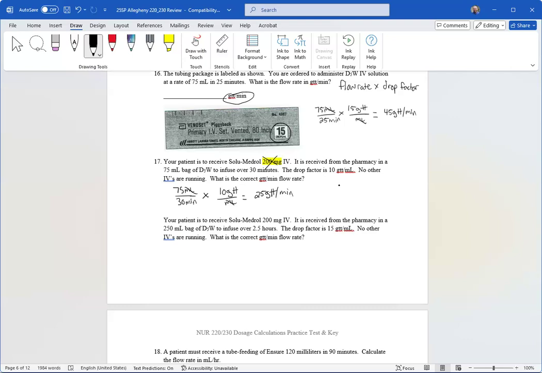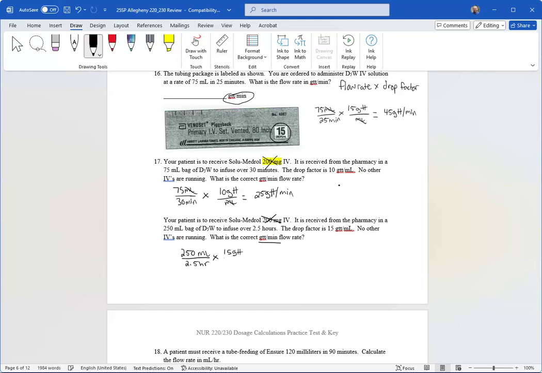And I would do the same thing here. I would ignore the 200 milligrams, but this time it tells me a 250 ml bag in 2.5 hours. So you can do this a couple different ways. I'll show you the long way first. Because we're looking for drops per minute, I want to make sure that I'm converting my hours to minutes. So sometimes I'll do that first, sometimes I'll do that last. So I'm going to do it last.